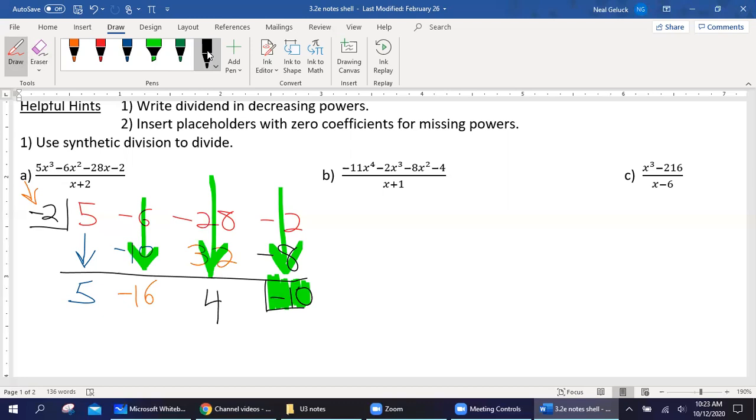Okay, so I've dealt with the numbers. Now I just need to throw the variables back in. As I said, it's going to decrease by 1 power. So it was x to the third. That's going to turn into x squared. So it's 5x squared minus 16x plus 4. That has no x's on it.